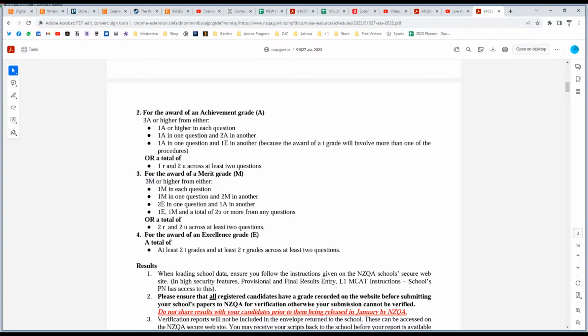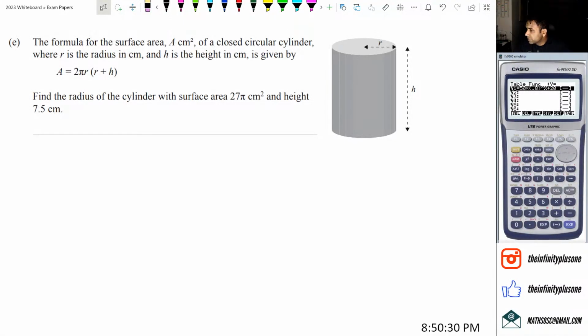All right, achieved is super easy to get in MCAT. I don't know why people get so stressed out about it. It's only like 3 questions there. All right, let's jump on to here.